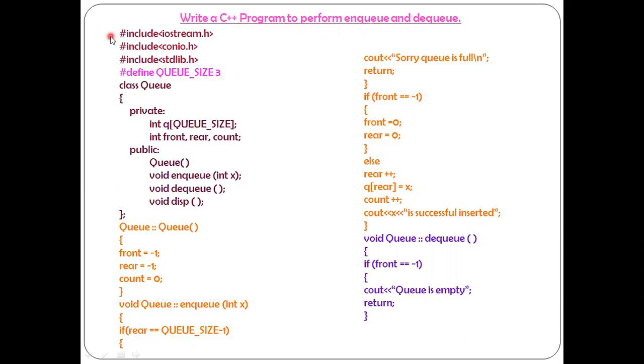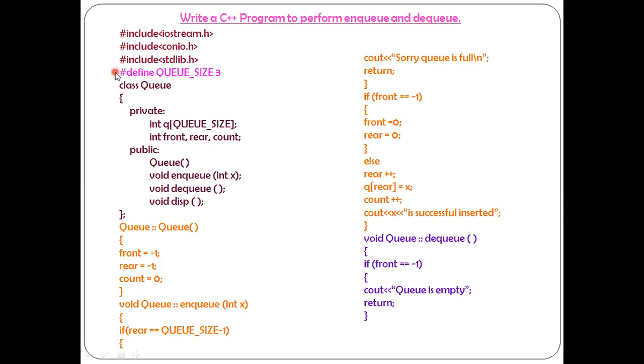So have a look at the program. The first three lines are header files. First one is iostream.h, second one is conio.h, and third one is stdlib.h, which stands for standard library header file. Why are we using this header file? I'm using exit(0) in my program. For that purpose, I'm using a supporting header file, that is stdlib.h.